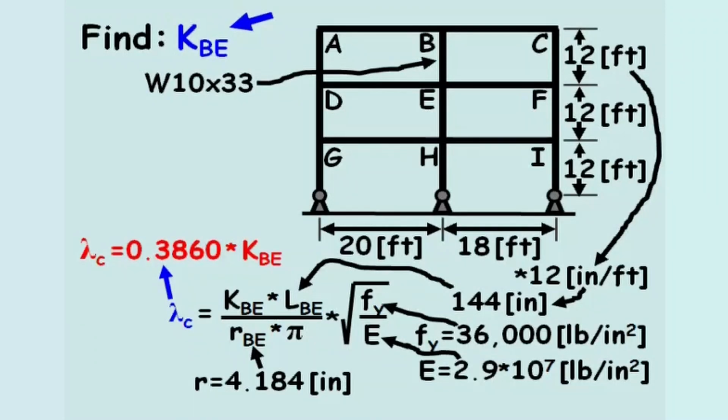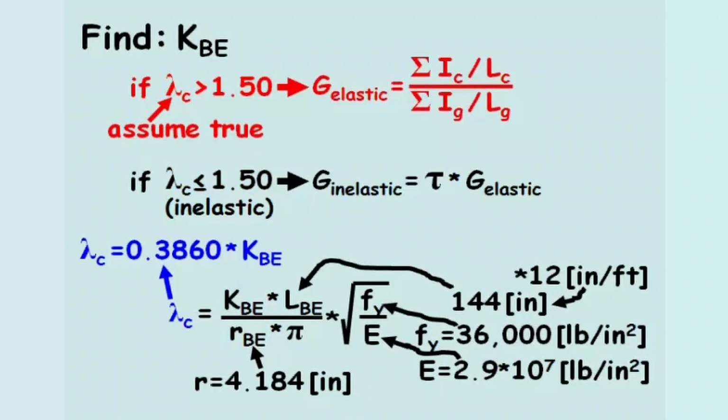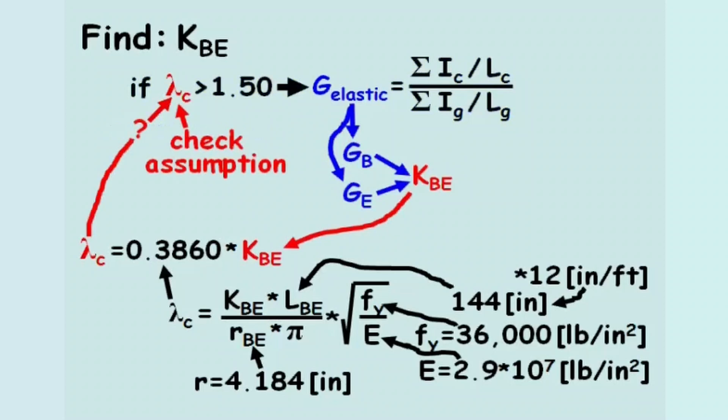Since this doesn't answer our question regarding which equation to use, we'll assume lambda c is greater than 1.50 and compute the end condition coefficients using the top equation. Then, using those values, we'll compute the effective length factor, K, for member BE, and then check our assumption that lambda c is greater than 1.50.